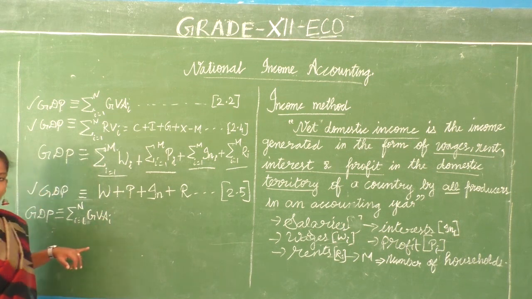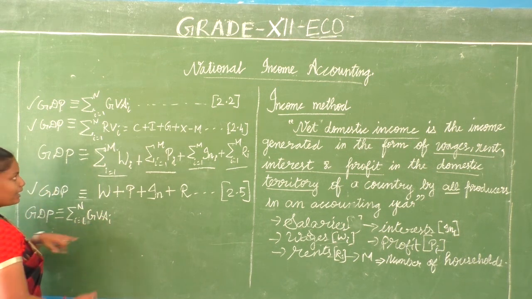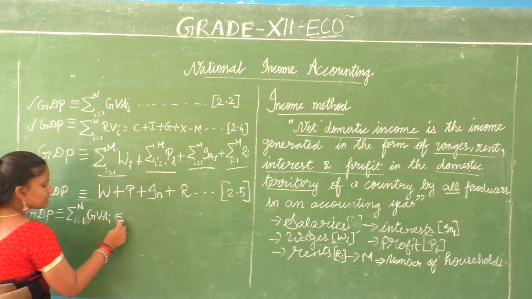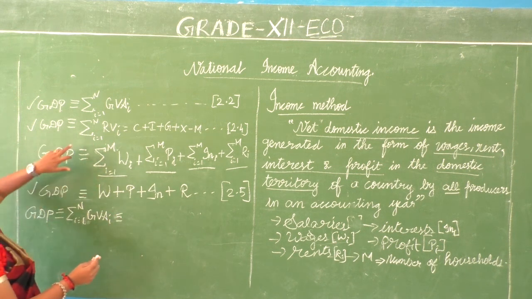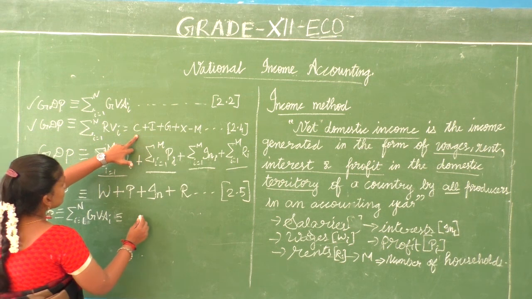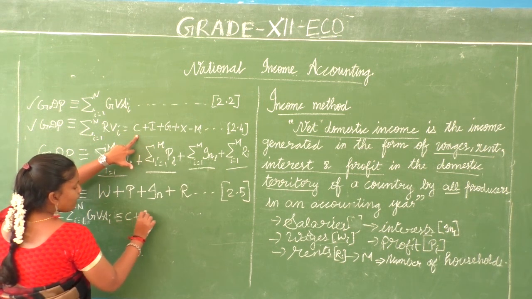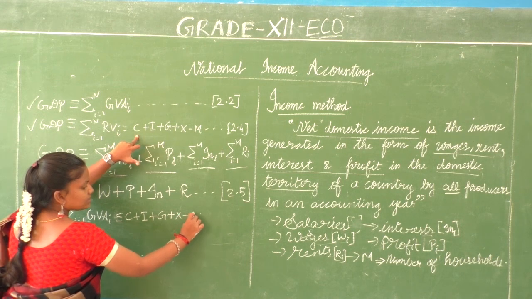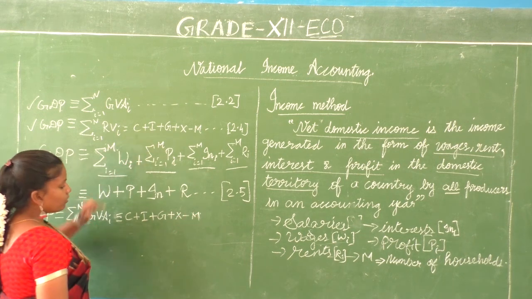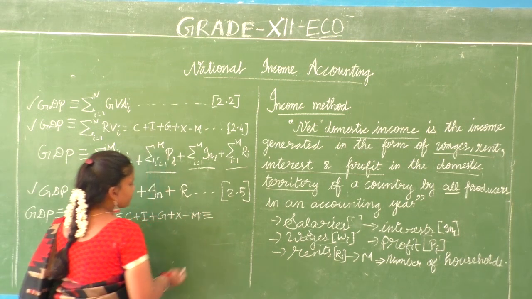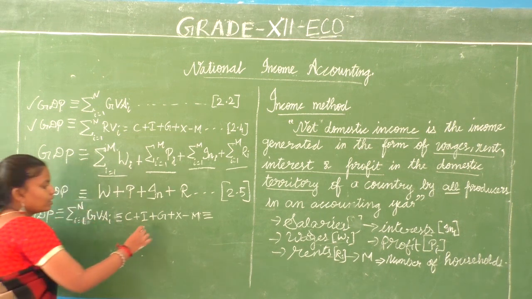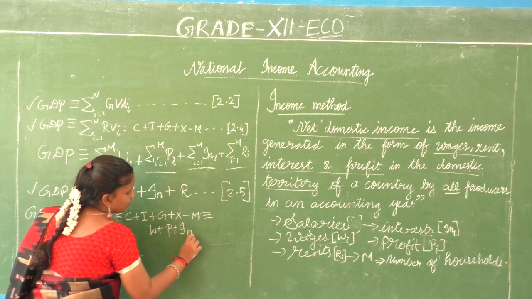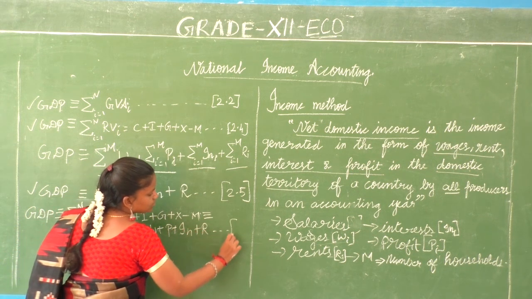GVA, what is it? Gross value added of firm A, plus, sorry, not plus, identity. It's all the same, isn't it? Which one are you going to take? You are going to take this one: C plus I plus G plus X minus M. Again an identity. This next one: W plus P plus IN plus R. This is your equation 2.6.